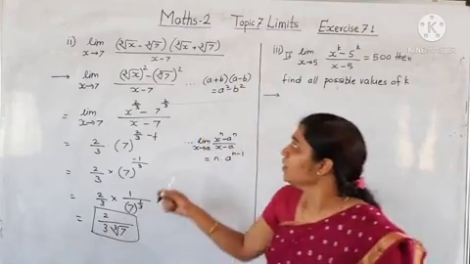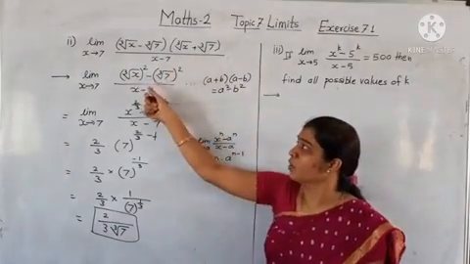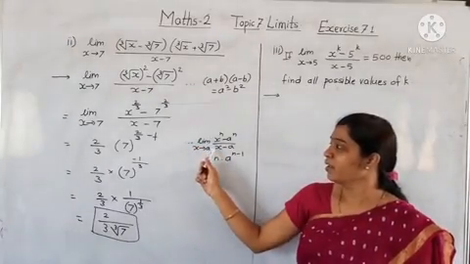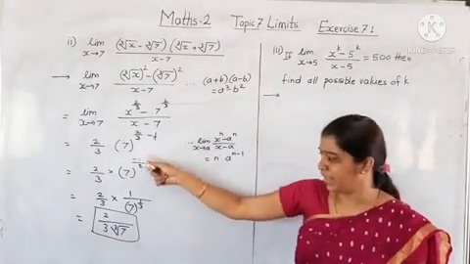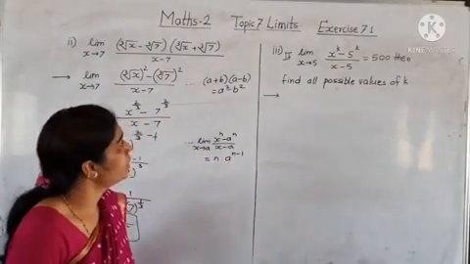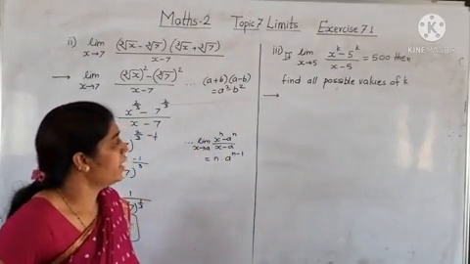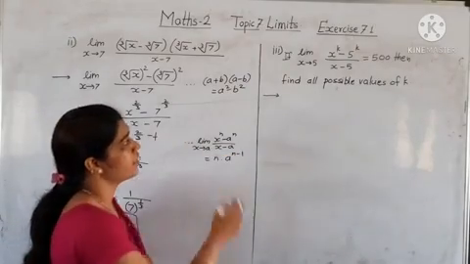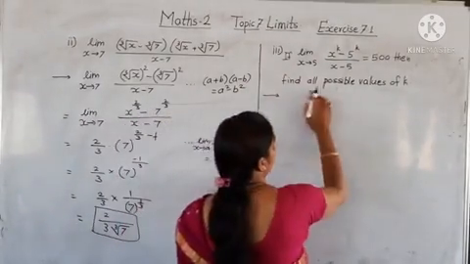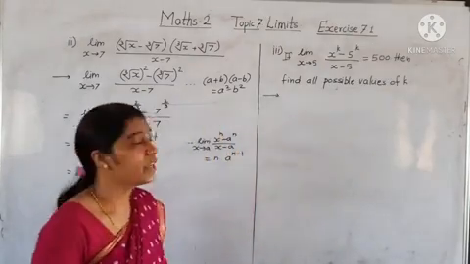Okay, understand? First we write this in terms of a square minus b square. Then this is of the formula. Apply the formula and further simplify. Now see the third example. If limit x tends to 5, x raised to k minus 5 raised to k upon x minus 5 is equal to 500, then find all possible values of k.